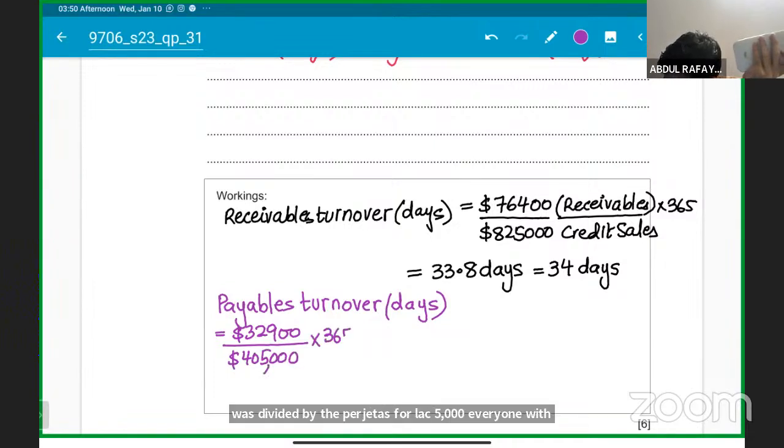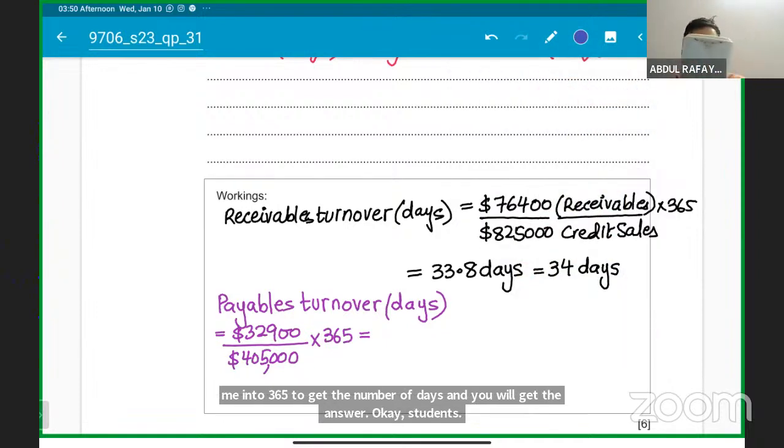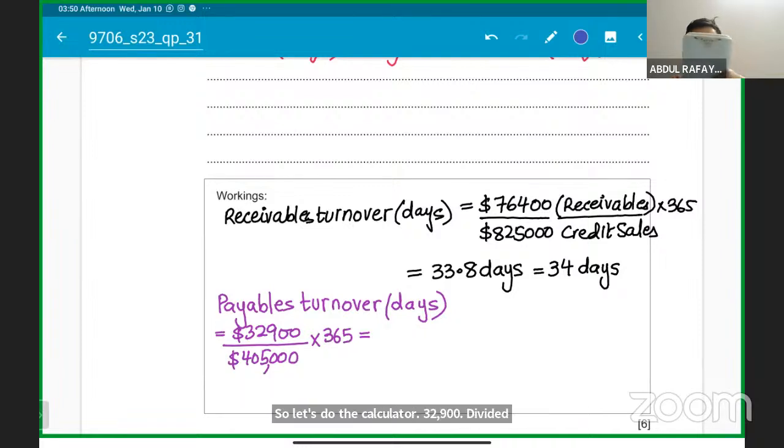Into 365 to get the number of days, and you will get the answer. Okay, students, so let's do the calculator. 32,900 divided by 405,000 into 365 quickly. So we got that as 29.65 days.